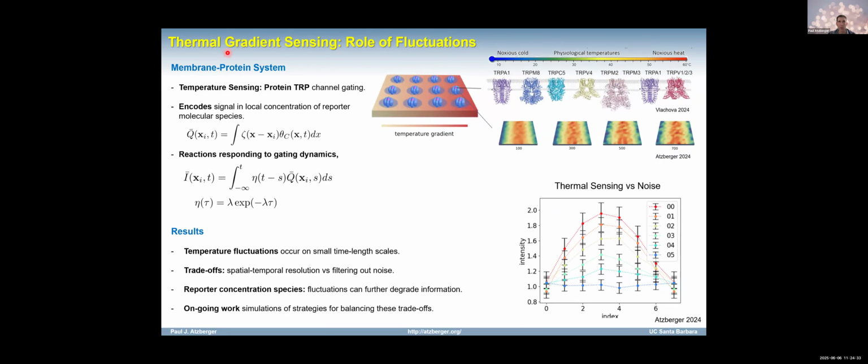This is some thermal gradient sensing in the presence of fluctuations. So where you have a very weak gradient, how might you encode that biochemically? There's interesting trade-offs in your spatial temporal resolution versus filtering out noise. And so we have some simulations that we're doing to sort some of that out.